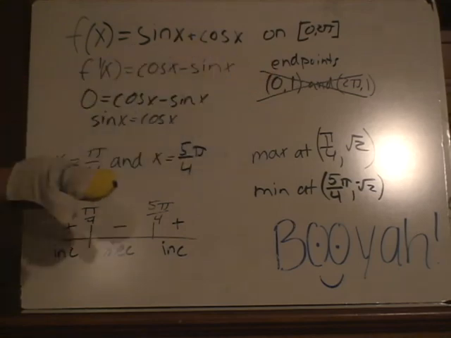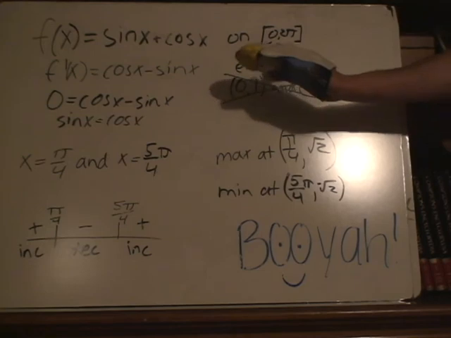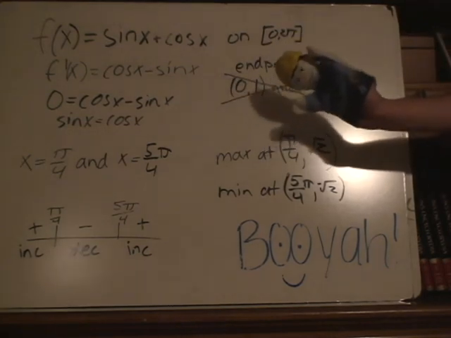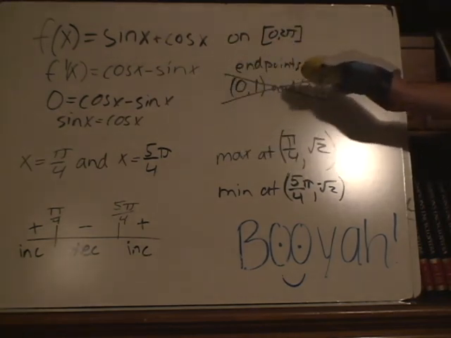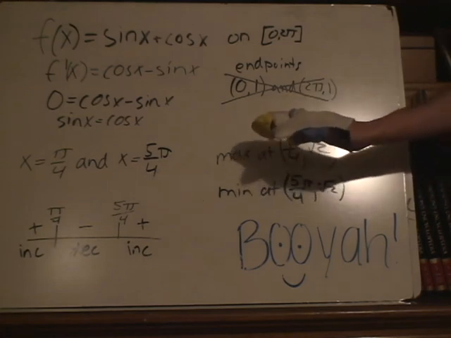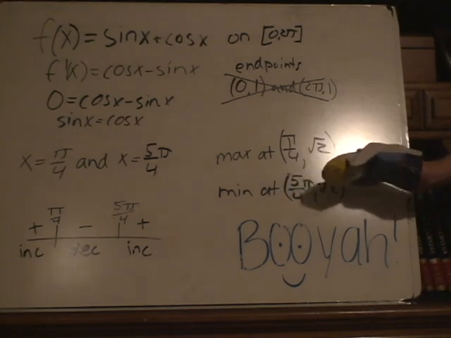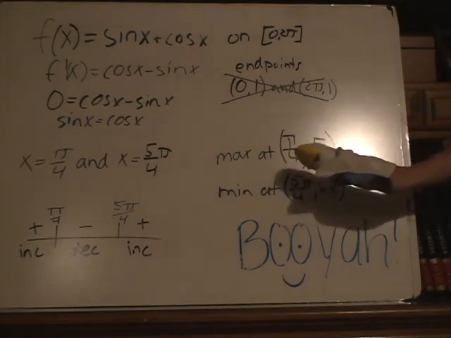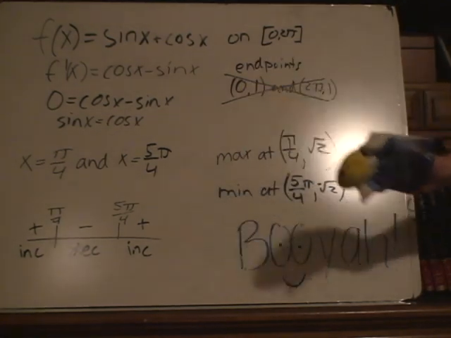Now, I'm over here now. So we crossed out the endpoint values (0, 1) and (2 pi, 1) because although sometimes endpoints can be maximums or minimums, not in this case because 1 is less than root 2, which was the value at pi over 4, and it's also greater than negative root 2, which was the value at 5 pi over 4. So we know these two values right here are our maximum and our minimum. Booyah!